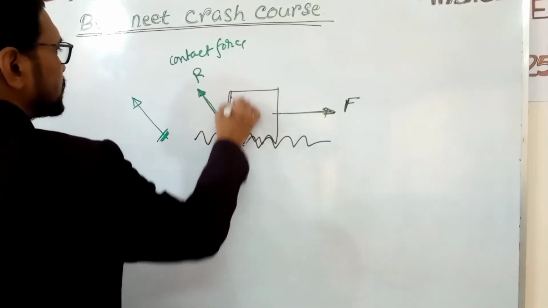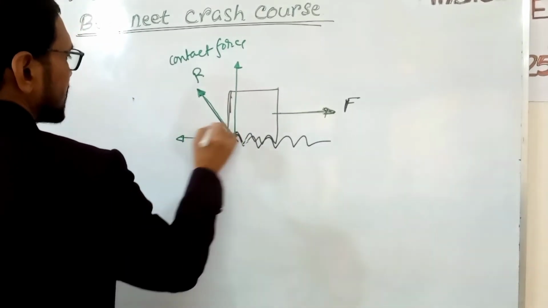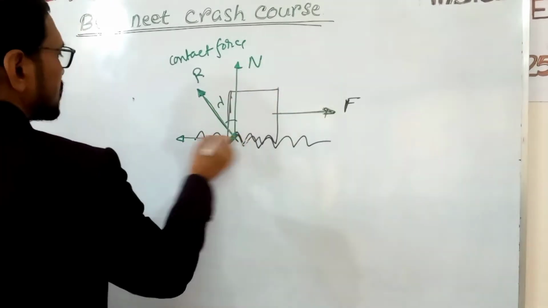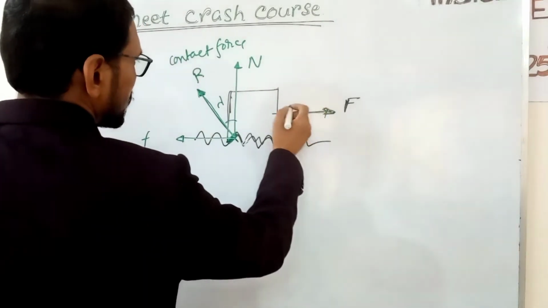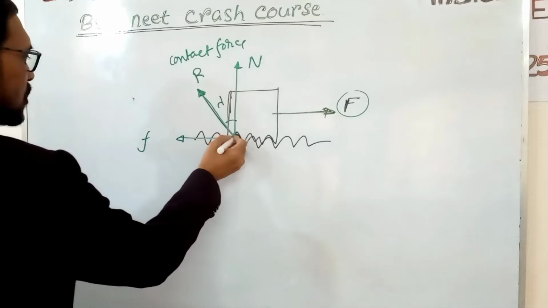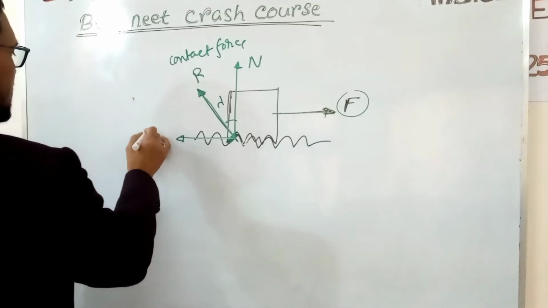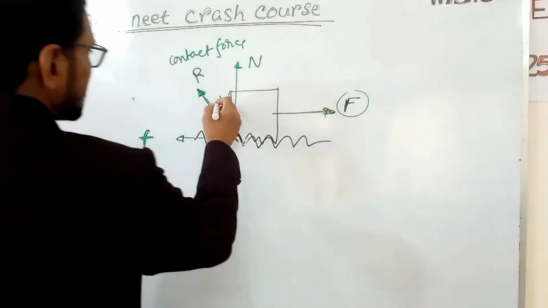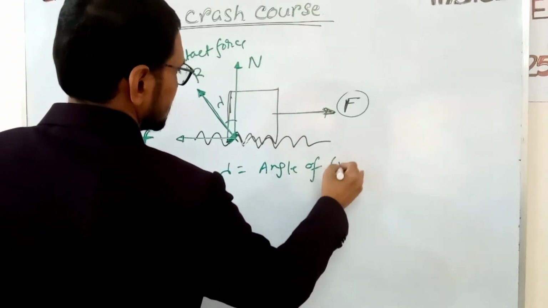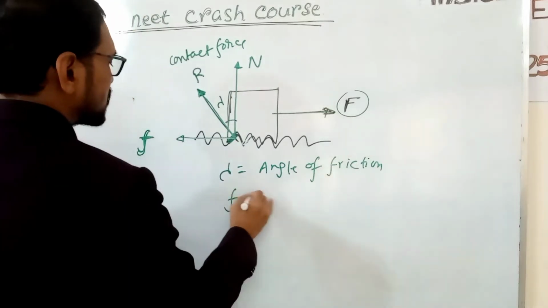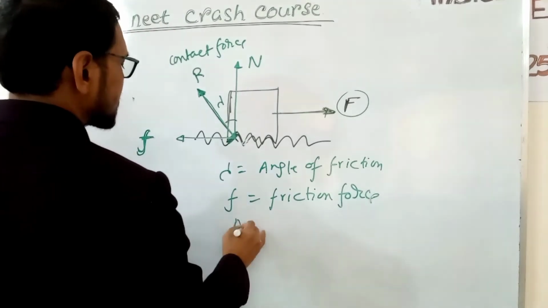Now, the contact force has a vertical component and a horizontal component. The vertical component is called the normal force and the horizontal component is called friction. So when the body is pulled with an external force, the force which opposes the external force is the friction force. This is the friction force, and this angle lambda is called the angle of friction. F is the friction force and N is the normal force.